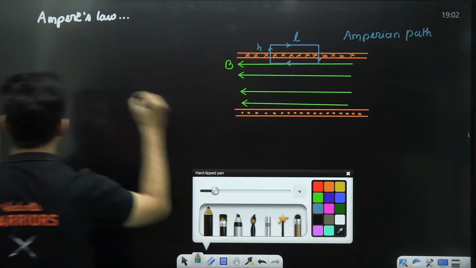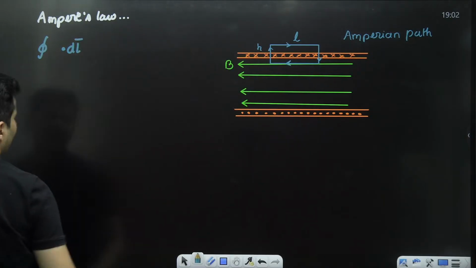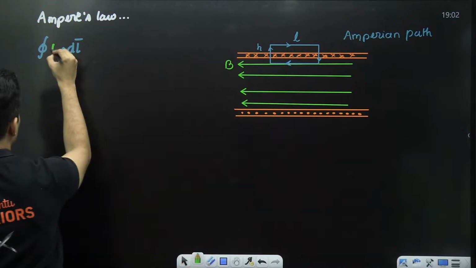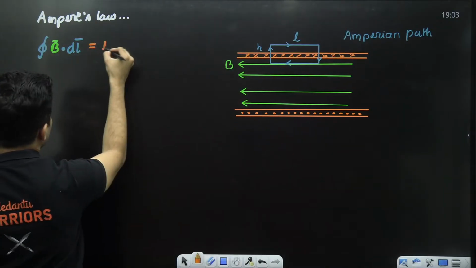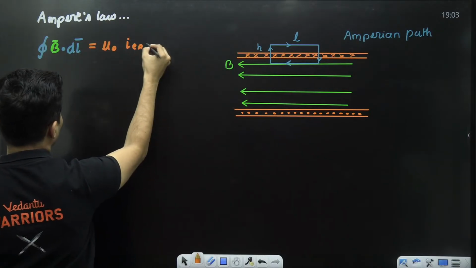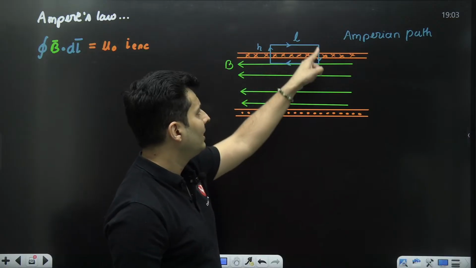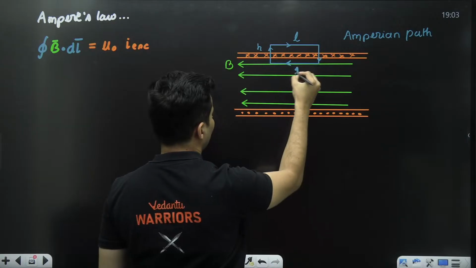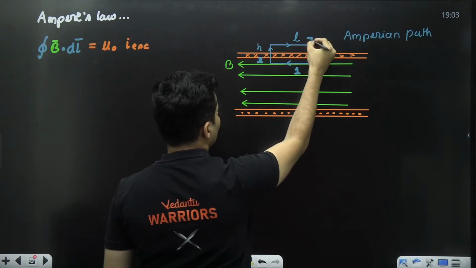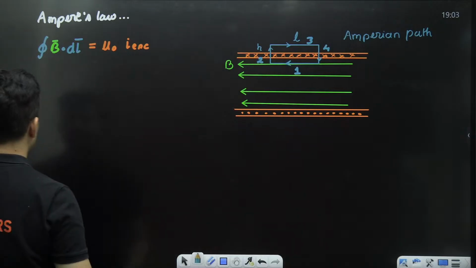The left hand side we know is the integration of magnetic field with respect to length. The right hand side will be just mu naught into the current enclosed. Because there is one length here, one length here, one length here, one length here, maybe I can divide it into 4 small parts. Part number 1, part number 2, part number 3 and part number 4. So I can split it up into 4 parts.